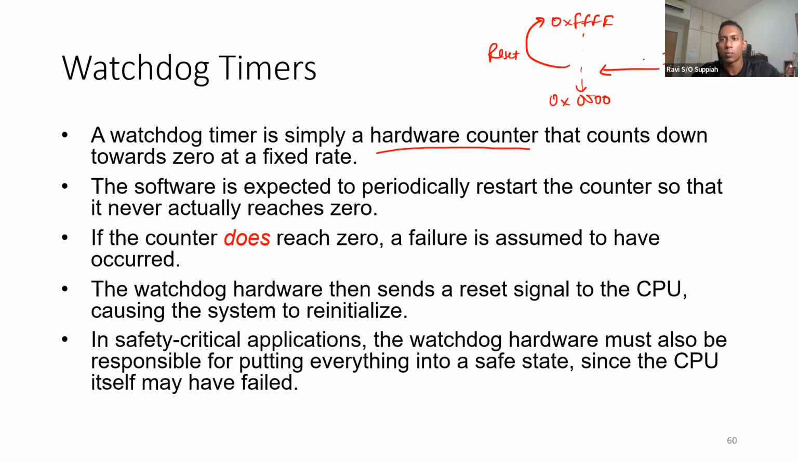But if I'm not able to process interrupts, I'm not able to execute any code, then this watchdog timer will count down all the way to 0. And if it ever does that, then we know that the system has really failed. And then what we will do is this, in the hardware, is automatically tied to the reset pin of your system, and will cause the system to reboot.